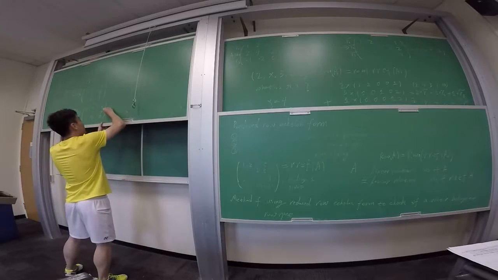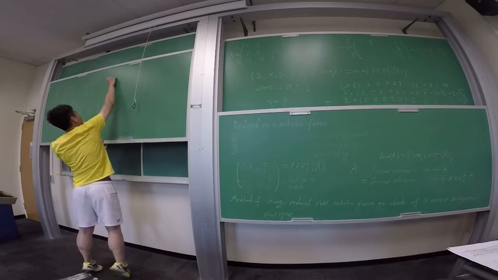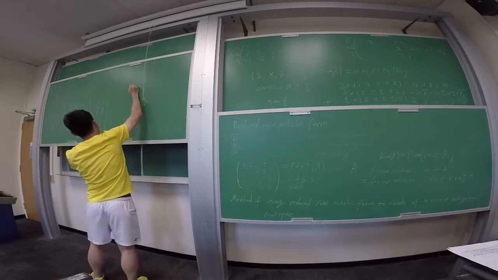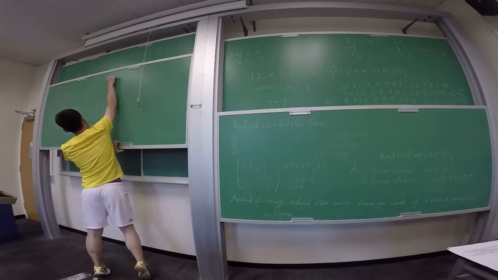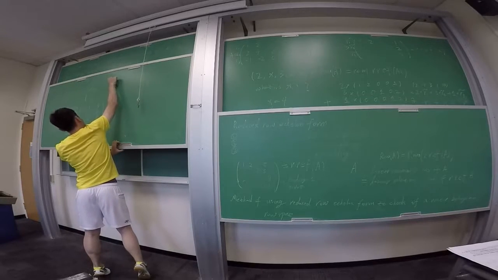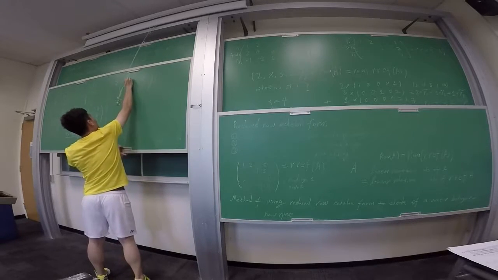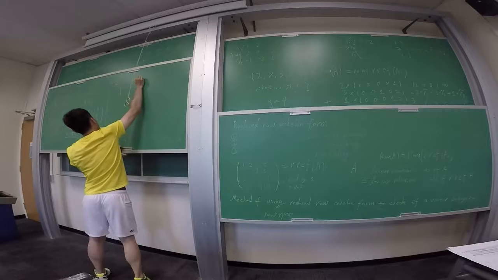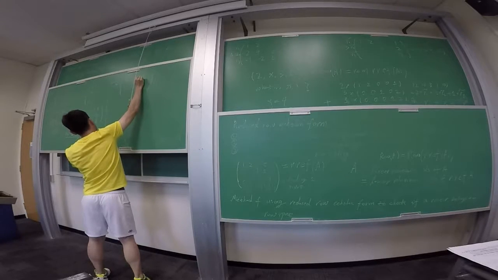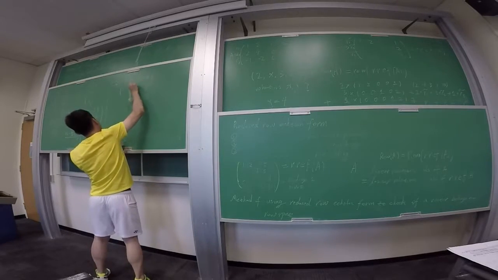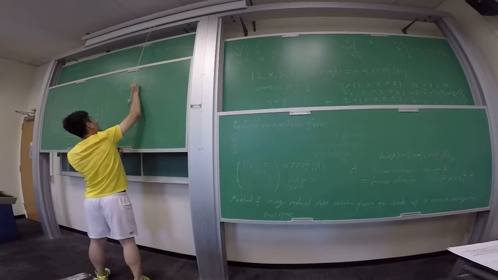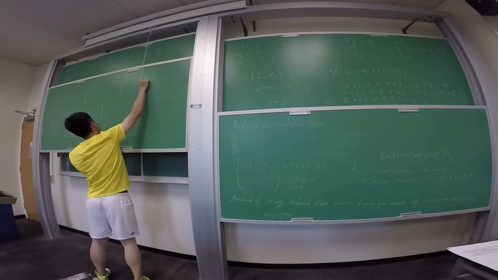Then the last step is to clear the entry over here. So the first row minus the second row, and then what you get is 1, 0, minus 1, and then 0, 1, 4.